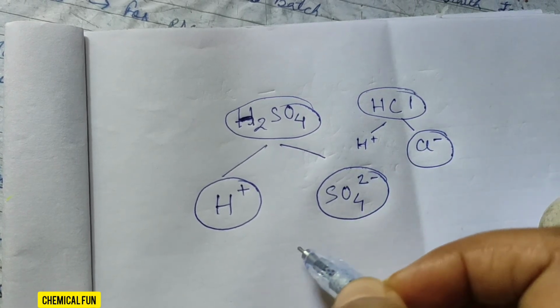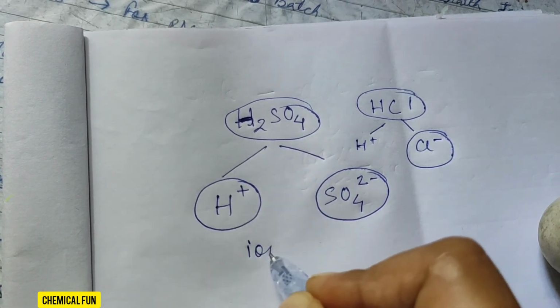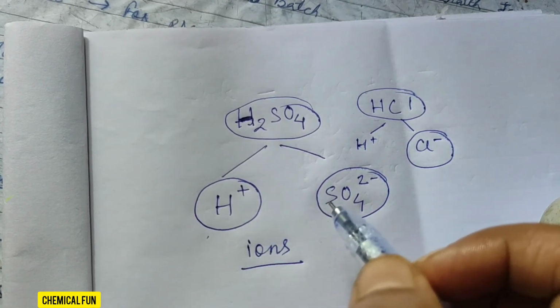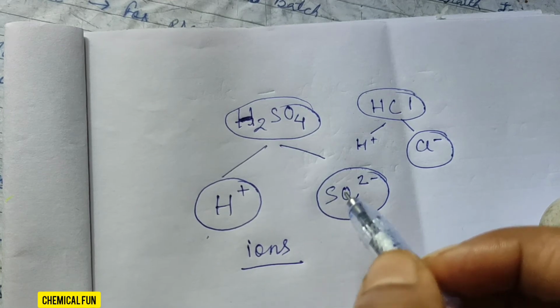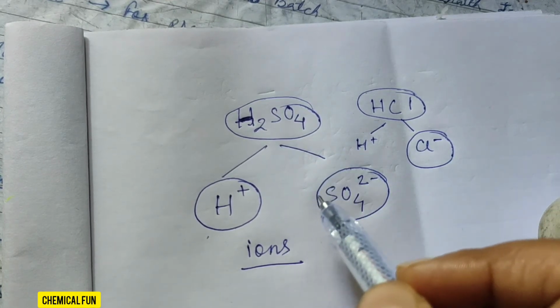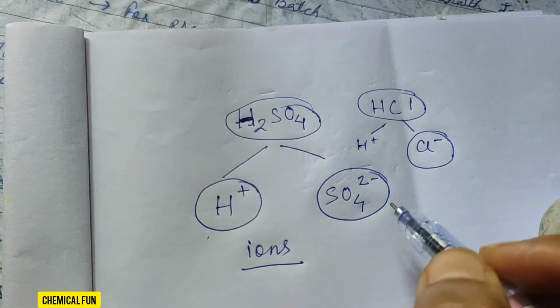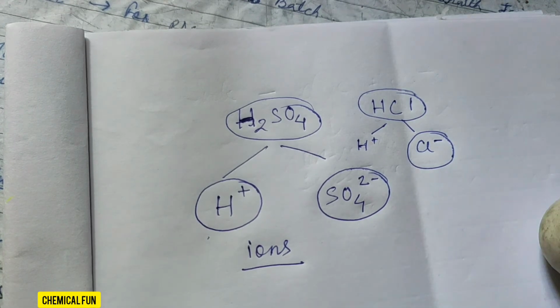So what is produced here is ions. Every acid gives H positive. Those substances which dissociate to give H positive when they come in contact with water are acids. So ions are forming: H positive and SO4 2 negative. How is electricity conducted in an electric circuit? It is because of the flow of charge. So when ions are generated, it is able to conduct electricity through it.